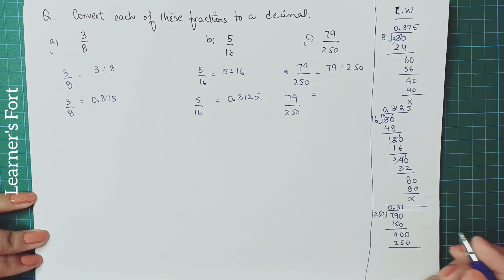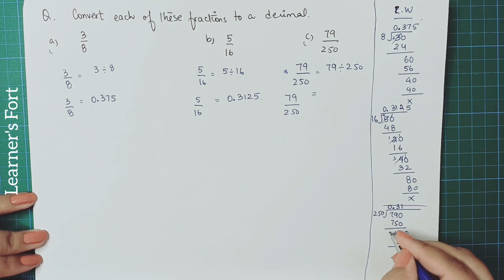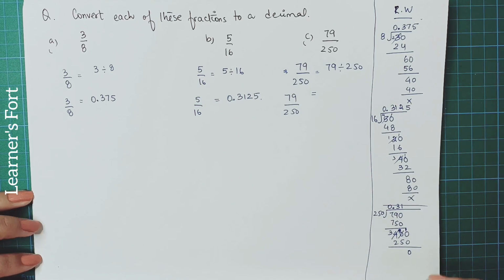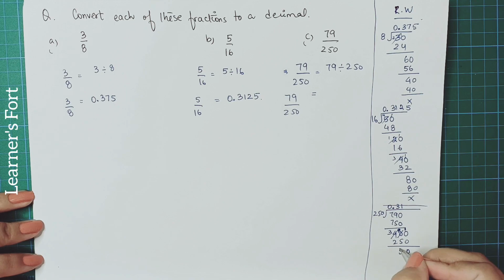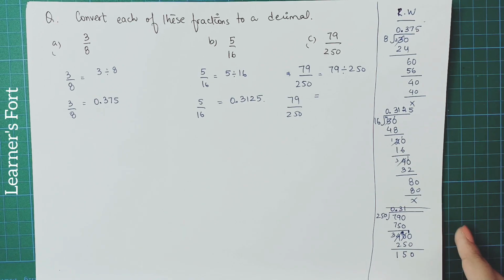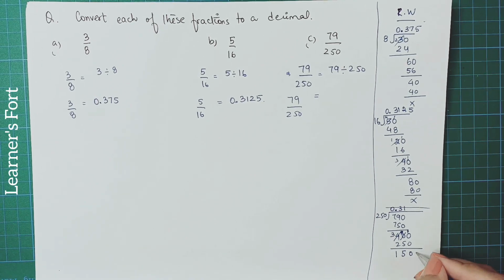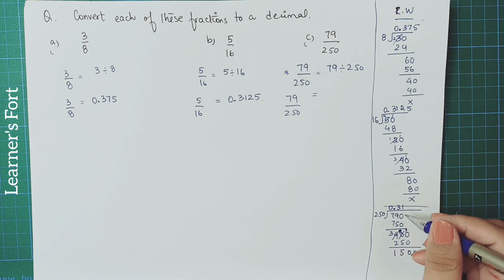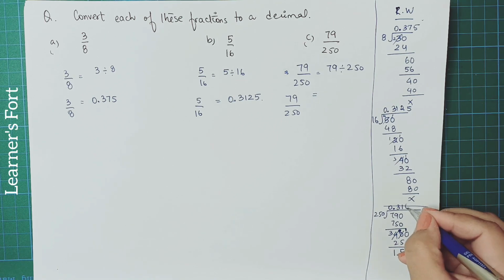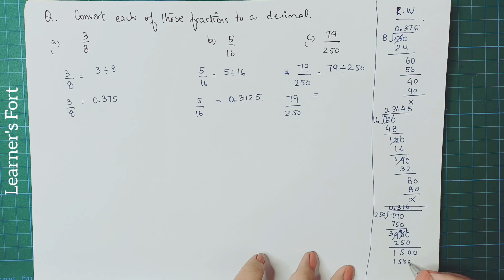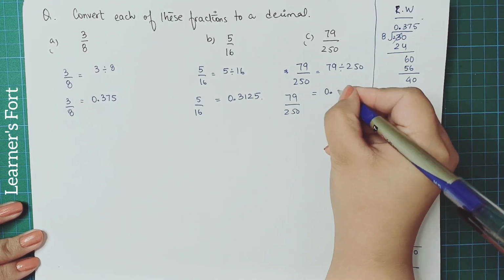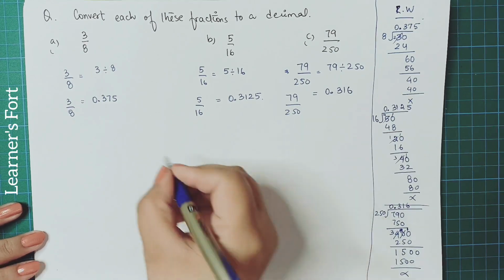Okay, so what we're going to do? 3, this will be 1. Okay, 0 minus 0, 0. 10 minus 5, 5. And 3 minus 2 is 1, 150. We're going to write another 0. And we know that 250 fours are 1000, 250 fives are 1250, and 250 sixes are 1500. Alright, so what are we left with? 0.316. Okay.